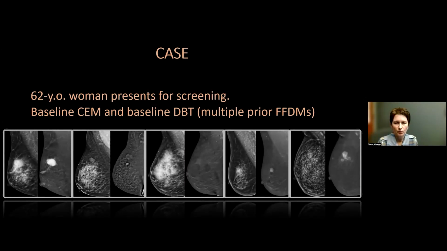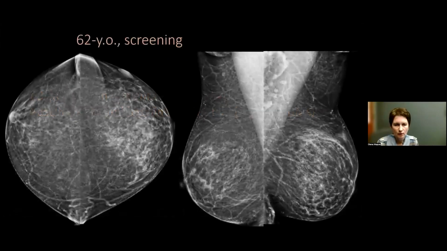This is a 62-year-old woman who presented to us for screening within one of our research protocols. For her, this happened to be her baseline CEM and baseline DBT, digital breast tomosynthesis. She happened to have multiple prior mammograms, but none of them were done with DBT and none of them were done with CEM. This is her low energy mammogram.